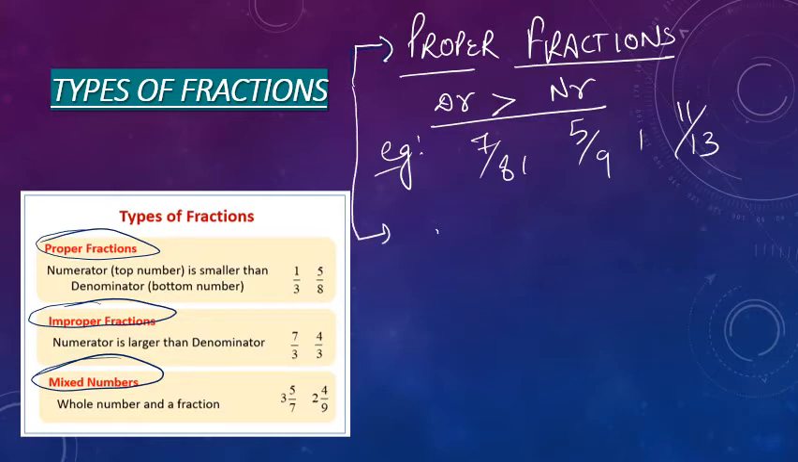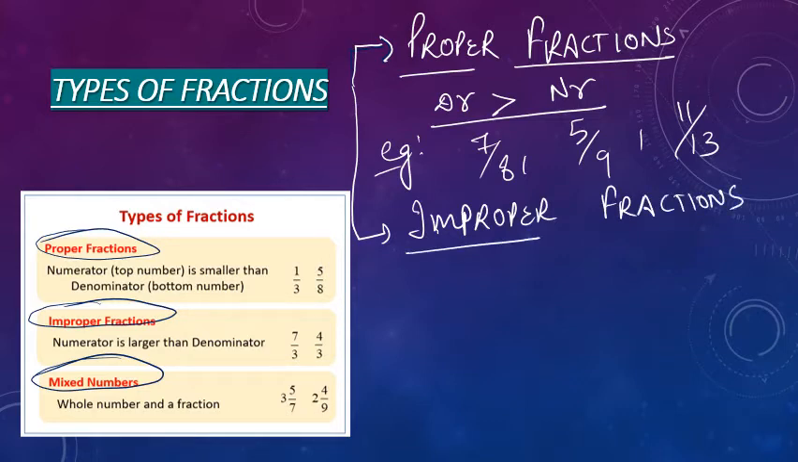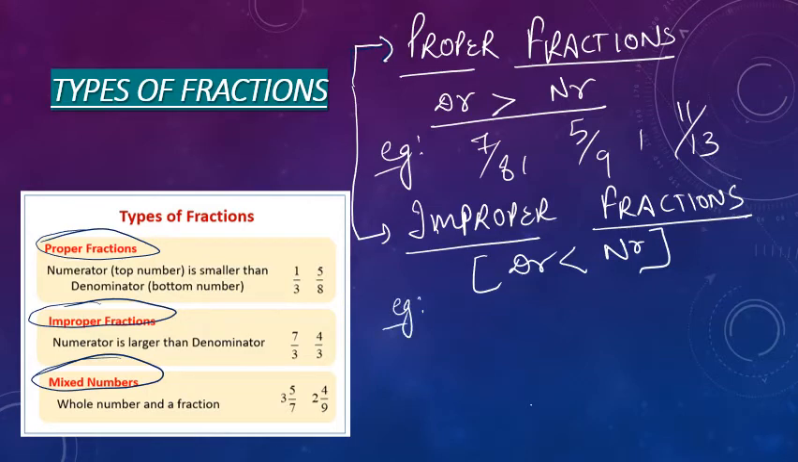The other type is improper fraction. Improper fractions are those where your denominator is less than your numerator, basically the reciprocal of proper. So the examples are 8 by 7, 9 by 5, and 13 by 11. I've just reciprocated the proper ones.